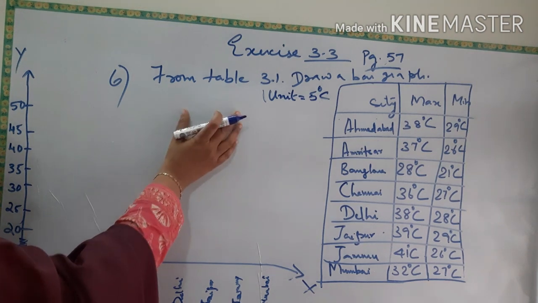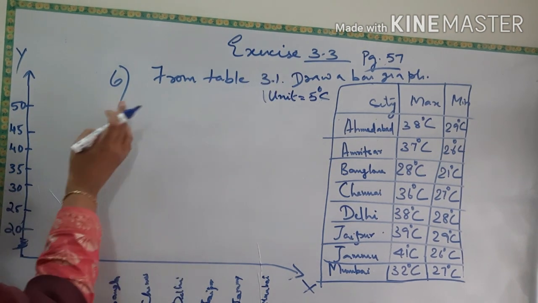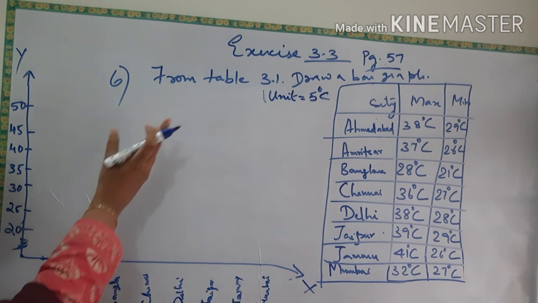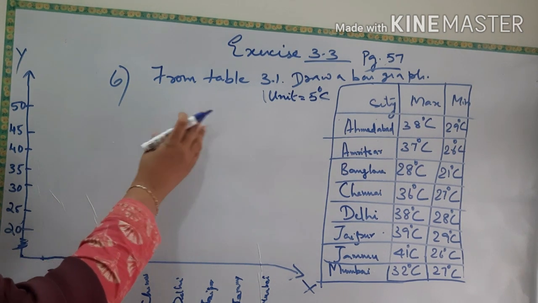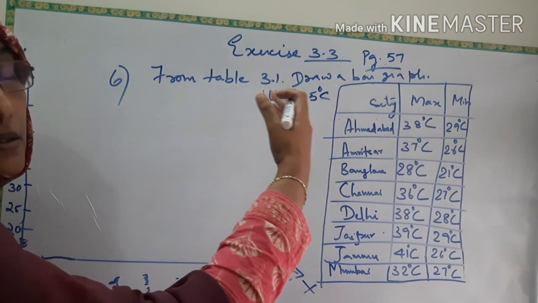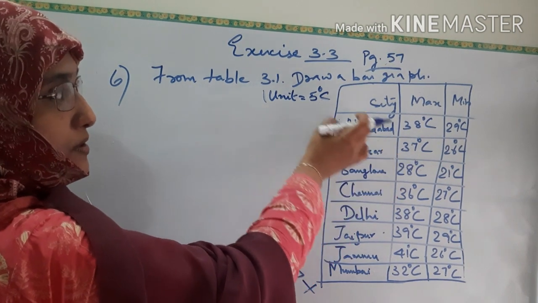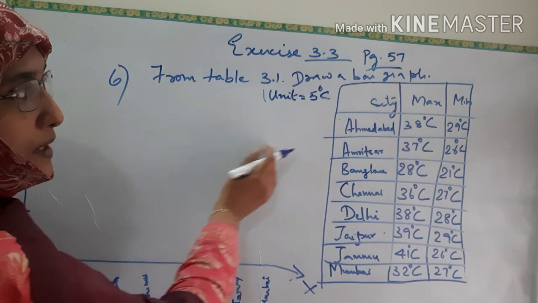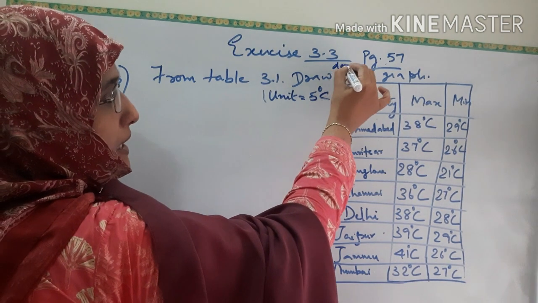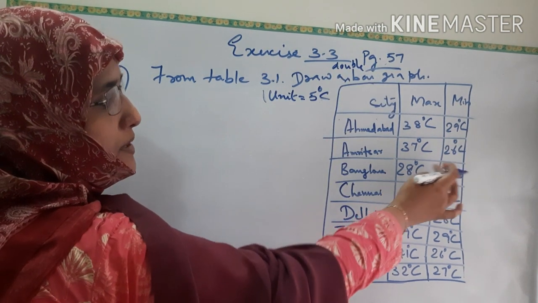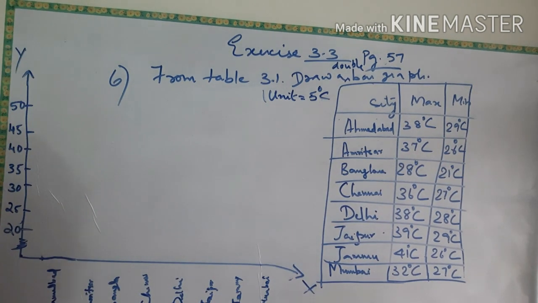Now we'll do the exercise question, that is exercise 3.3, the sixth question I have taken here. In that sixth question you use the table from the start of the chapter, on page number 57. Using this table we have to draw a double bar graph. Not a bar graph, a double bar graph. When two sets of data are there, you have to draw a double bar graph.